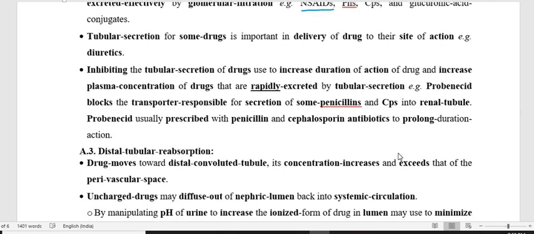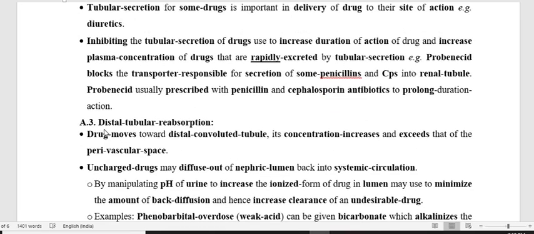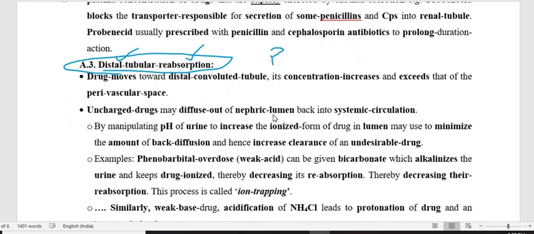And the third one is the distal tubular reabsorption. We already discussed that this occurs in the distal tubule, and this is reabsorption of the drug. It is energy independent and follows the concentration gradient, so it will not require energy. The drug is coming out from the lumen, and this is only for the unionized or lipophilic drug.